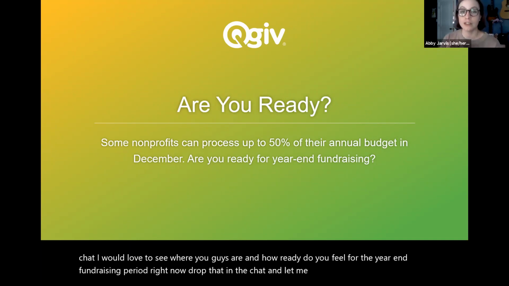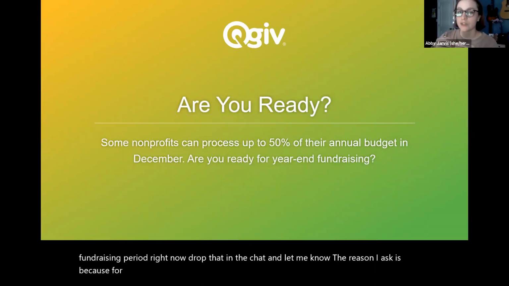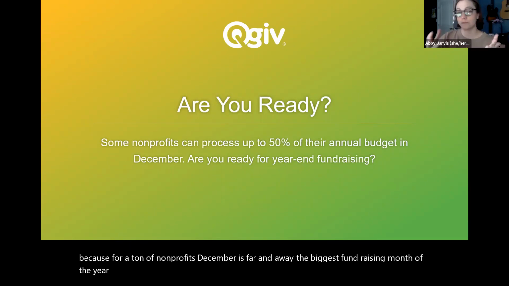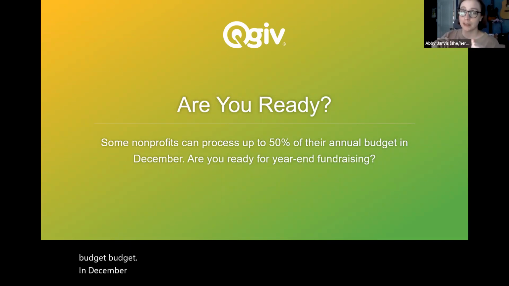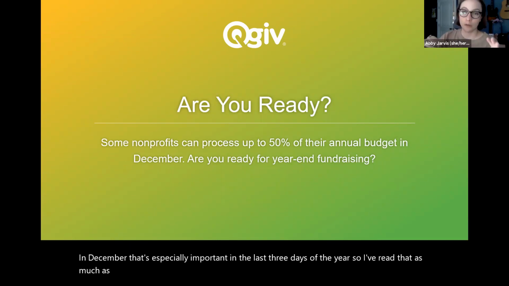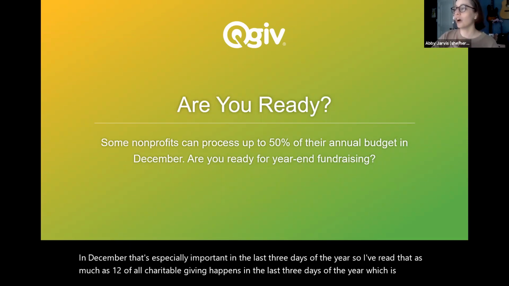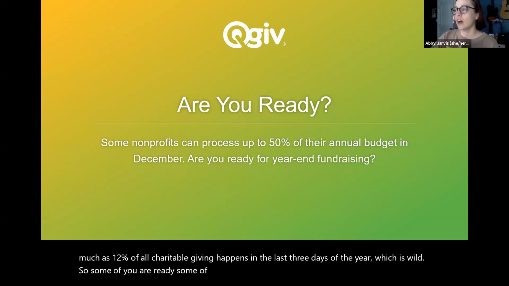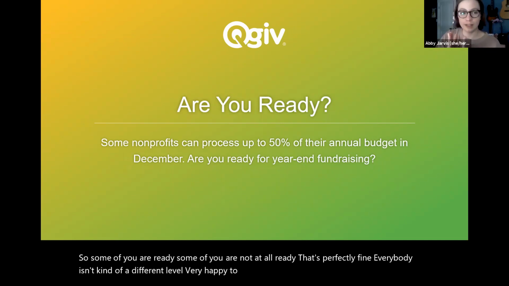The reason I ask is because for a ton of nonprofits, December is far and away the biggest fundraising month of the year. And some nonprofits have even processed up to 50% of their operations or their budget in December. That's especially important in the last 3 days of the year. So I've read that as much as 12% of all charitable giving happens in the last 3 days of the year, which is wild. So some of you are ready, some of you are not at all ready. That's perfectly fine. Everybody's at a different level. Very happy to help you guys target things in.